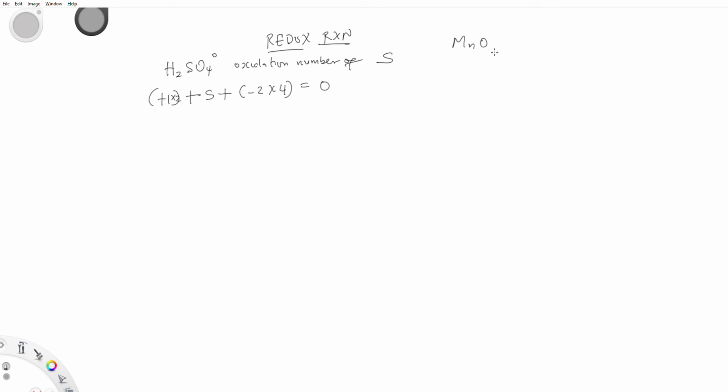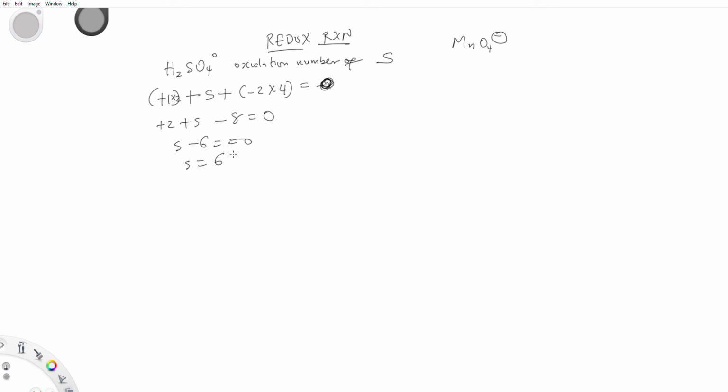If you have something like this, this is the overall charge, -1. So you write -1 out here, but since there's nothing here, it is 0. So this is +2 plus S minus 8 equals 0. S, by the time you bring this together, it becomes -6 equals 0. Then S equals 6. So the oxidation number of sulfur here is 6.